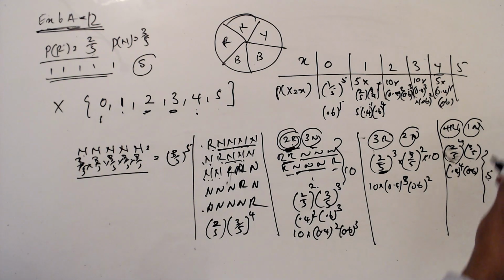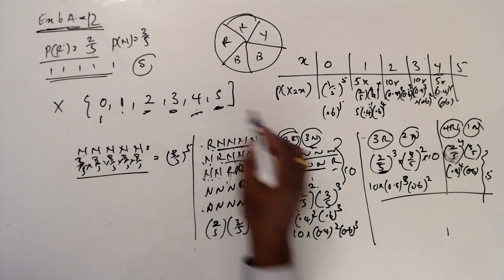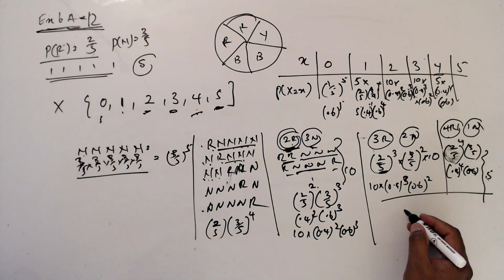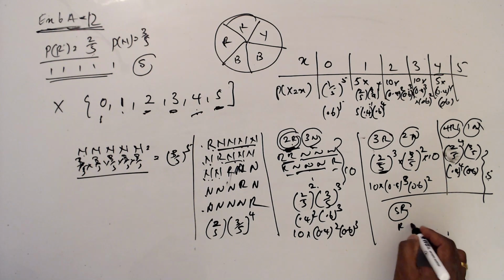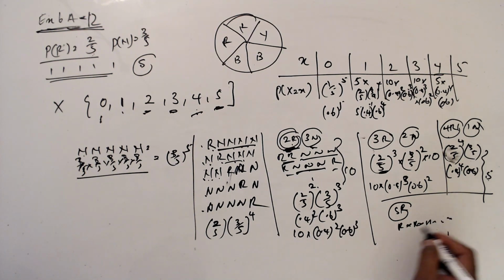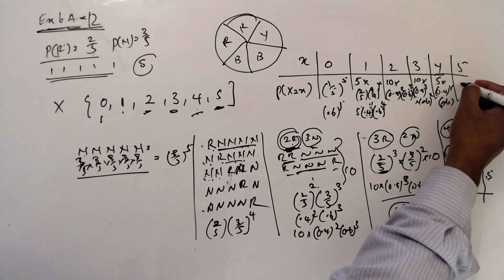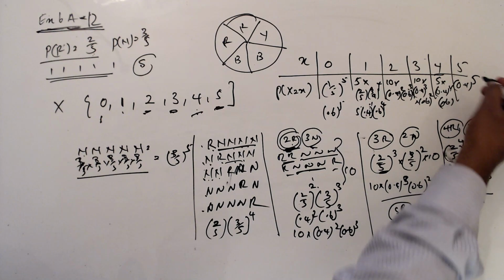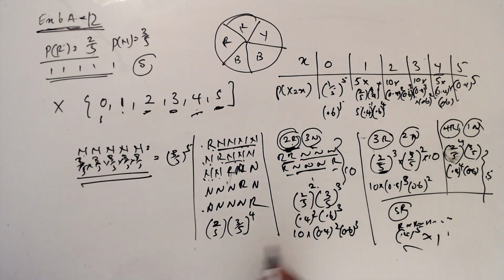The last one is all reds. 5 reds. It means it is going to be 0.4 to the power 5. Only one there. No reds is 1 and 5 reds is 1.